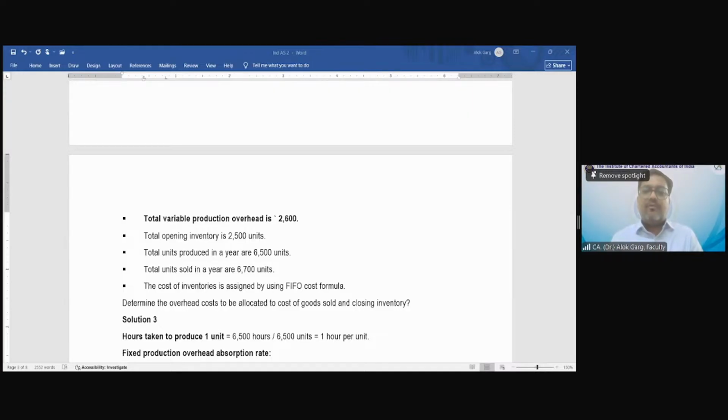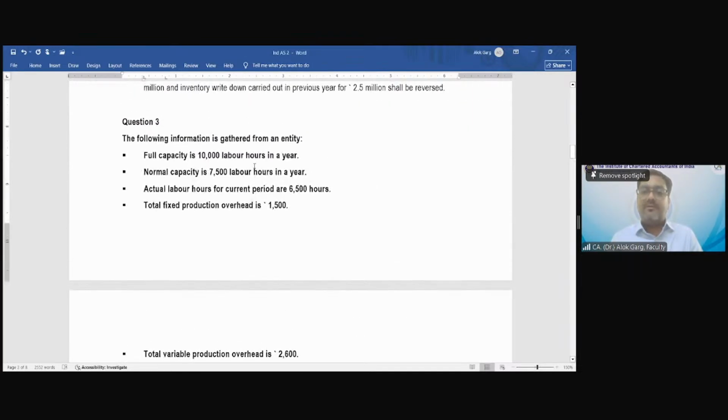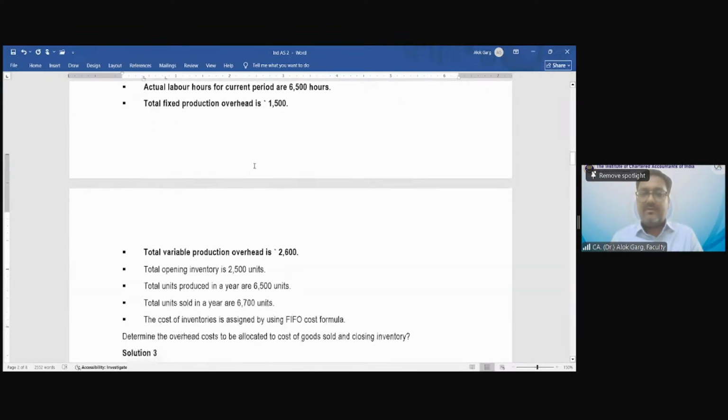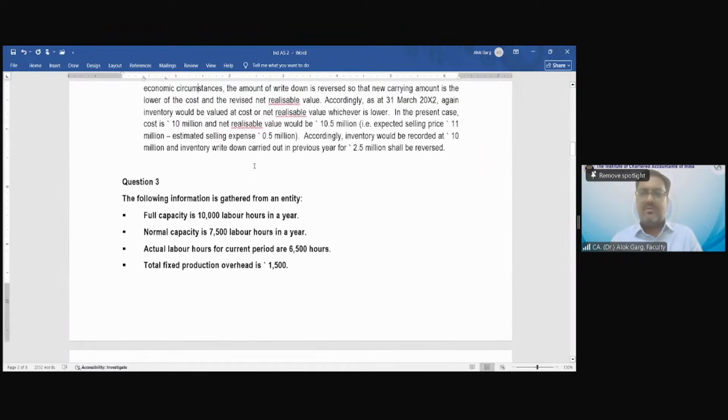Friends, what is my fixed production overhead? 1500. What is my normal capacity? 7500. 10,000 is the full capacity. Normal capacity is 7,500. So what is my fixed production overhead per unit? 20 paise. 1500 divided by 7500. So my fixed production overhead is 20 paise per unit.